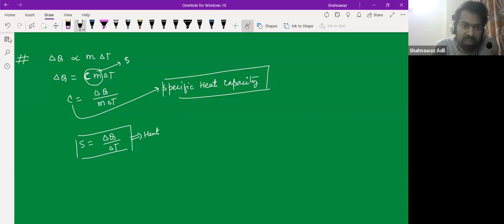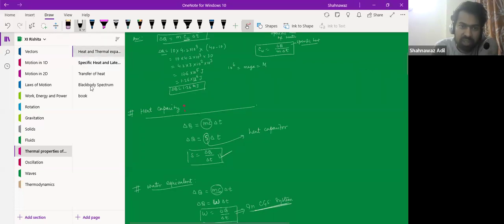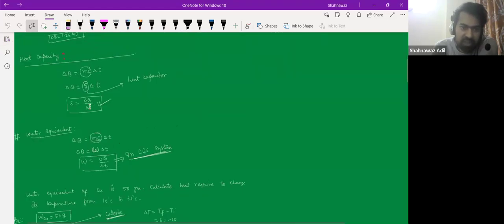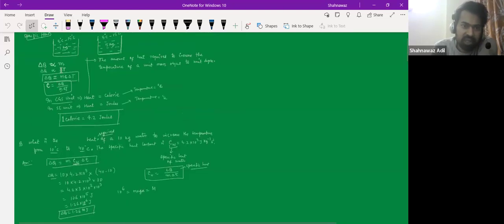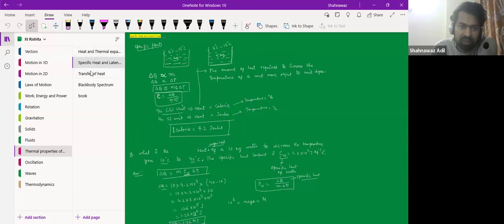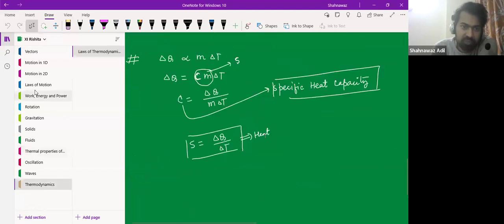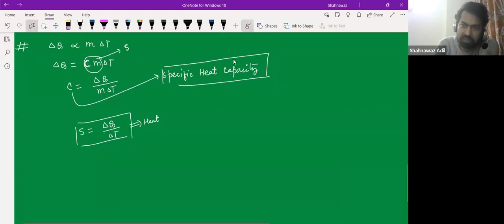Right? So let me just show you where we did it. Heat capacity was S, delta Q by delta T, and then specific heat capacity was this, right? This was the thing that we studied in thermal properties of matter. This is heat capacity, right?